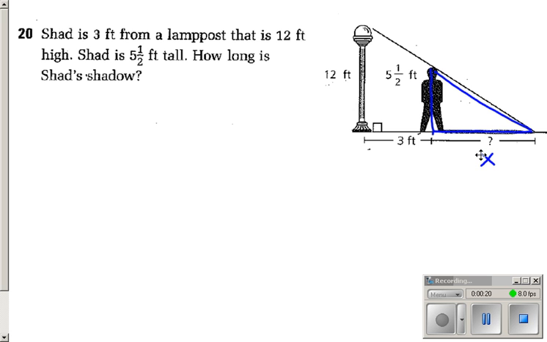I got this triangle and this triangle are similar. They share this angle here. They both are perpendicular to the ground, so they both make right angles with the ground. So that's what I have. I have angle-angle similarity, proving that those two triangles are similar.